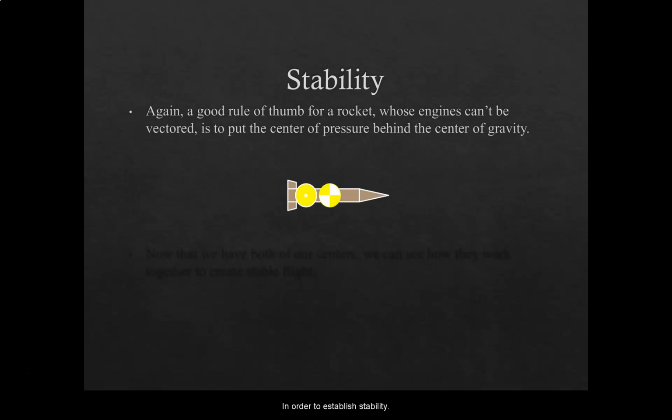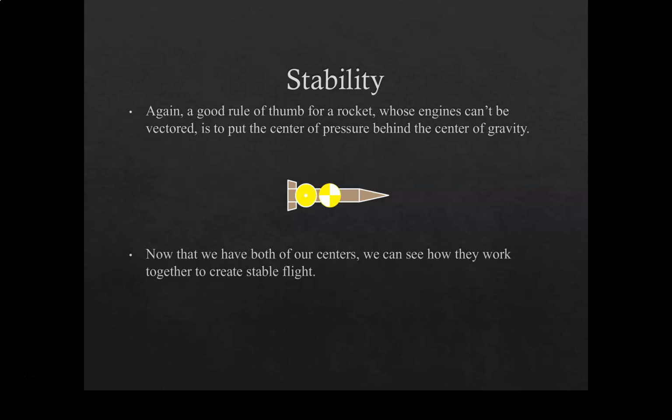So in order to establish stability, a good rule of thumb for our rocket, where you cannot vector the direction of the engines, is to make sure that the location of the center of pressure is found behind the center of gravity or below it, closer to the rocket end of the rocket, or the engine, I should say, and the center of gravity would be closer to the nose cone end of your rocket.